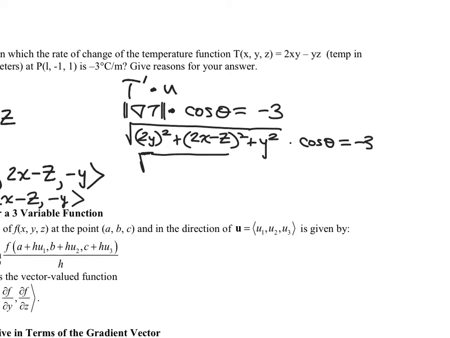So if I plug in a negative 1 for y, I'm going to get a 4 here and a 1 here. If I plug in 1s for x and z, I'm going to get 2 minus 1, which is 1, so plus 1. Barring anything catastrophic.